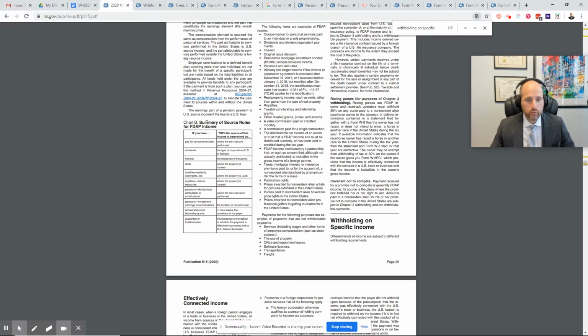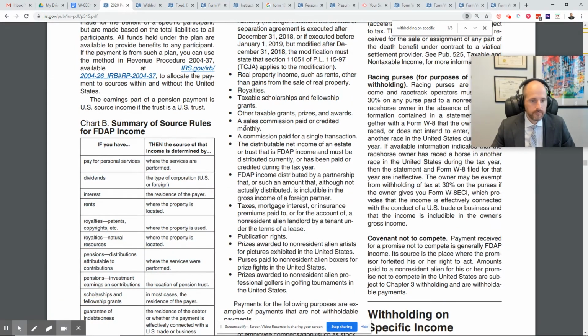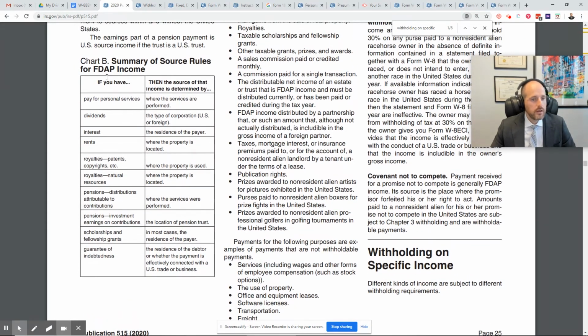So summary of source rules for FDAP income. If you have pay for personal services, then the source of the income is determined by where the services are performed. And that took me forever to figure out, just to find something written saying this. Dividends, interest, rents, royalties: where the property is used, where the property is located, where the services are performed. Basically, if the business takes place physically in the United States, it wants taxes on it.